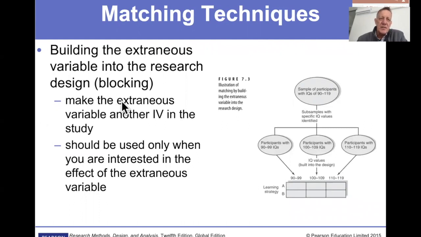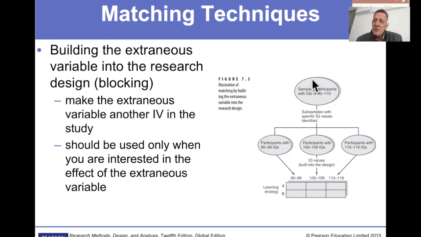Basically, you make the extraneous confounding variable another independent variable. And in that way, you control its effect. This should only be used when you are interested in the effect of this particular extraneous variable. Let's look at this example, which comes out of the textbook.